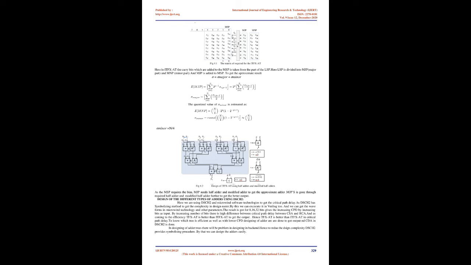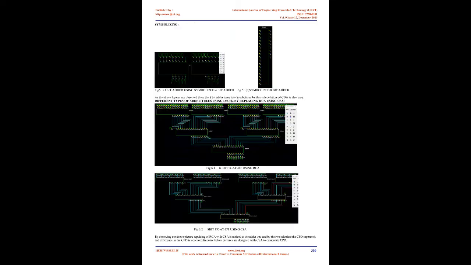The binary value of S equals 4 is added to the least significant column of the MSP for error compensation. It can be seen in the following figure. When the above picture is observed, 5 bits are taken as input, and for the error compensation we get the LSP with n equals 3. Hence we remove the LSP and add the remaining bits in the adder tree with the required adder.